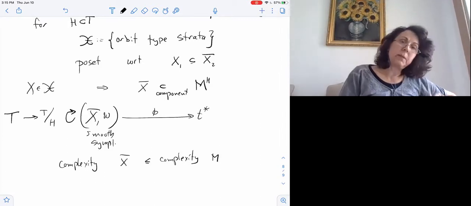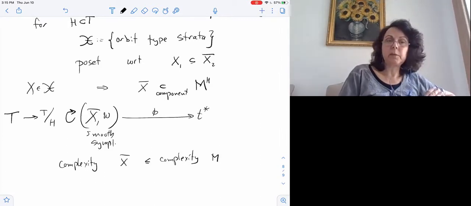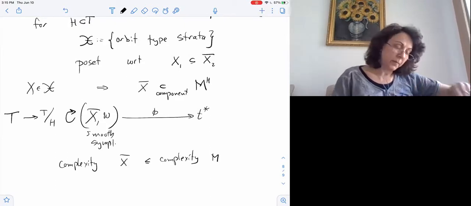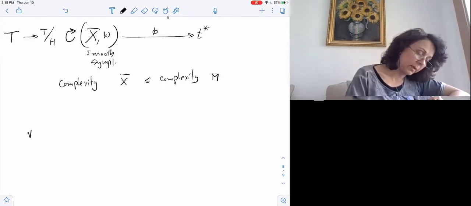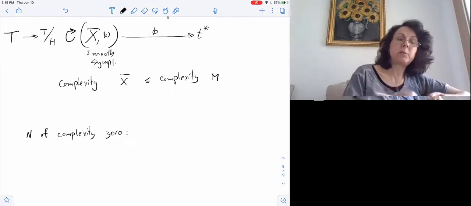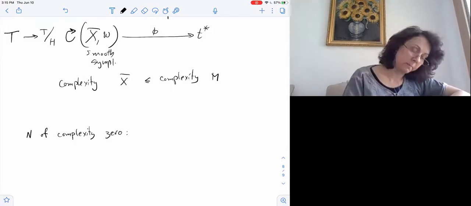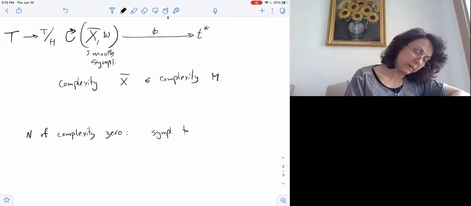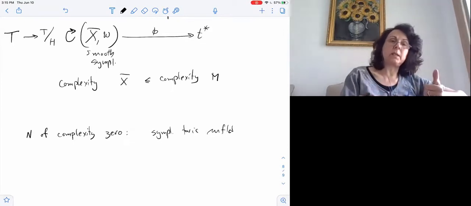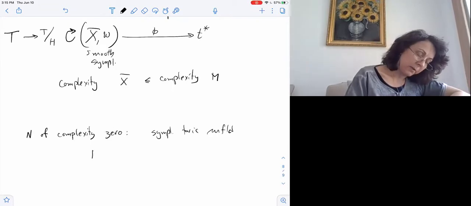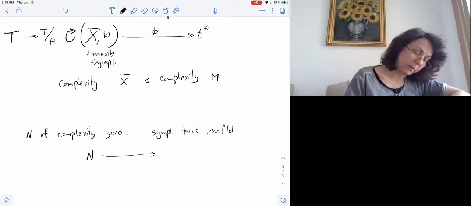Let me say a word, those of you who are familiar with symplectic toric manifolds might know this. Maybe I will write something. Suppose that you have a symplectic toric manifold. Let's call it N. And eventually this will be the closure of one of our orbit type strata. Now you can look at the strata inside these guys. So first of all, when you have a symplectic toric manifold, we have the momentum map. Here is the image of the momentum map.